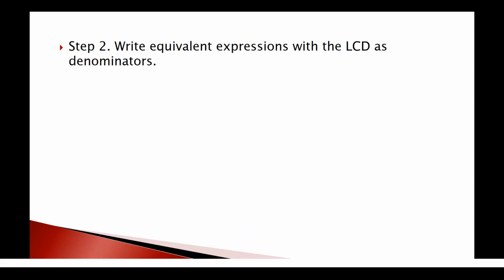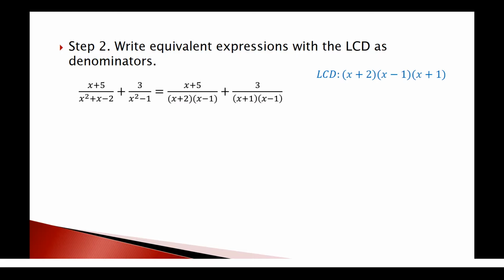Now our second step: we write equivalent expressions with the least common denominator as denominators. So we write our problem, x plus 5 over x squared plus x minus 2 plus 3 over x squared minus 1, equals x plus 5 over x plus 2 times x minus 1. Here we just factor the denominators completely, and then we have plus 3 over x plus 1 times x minus 1. And now we will multiply. From the previous step, we recall that we found our LCD is x plus 2 times x minus 1 times x plus 1.